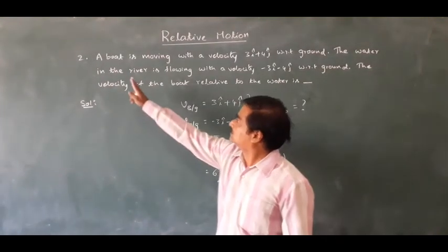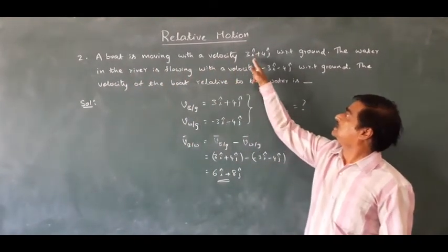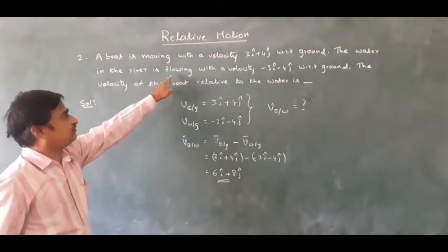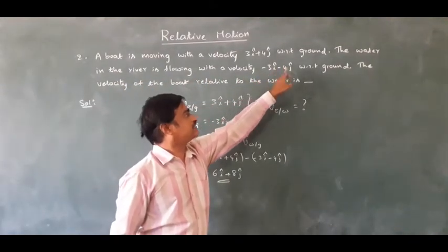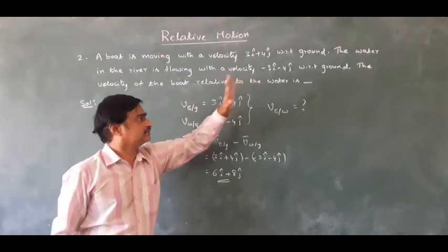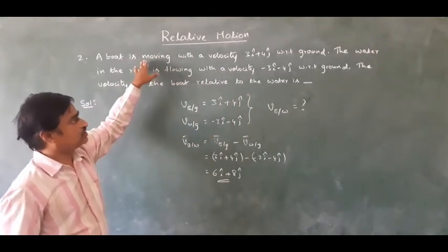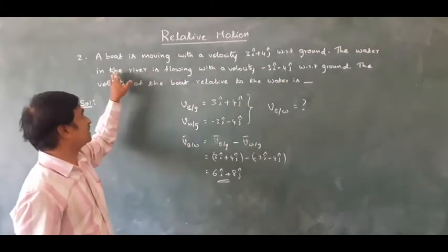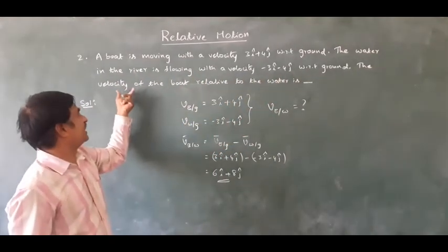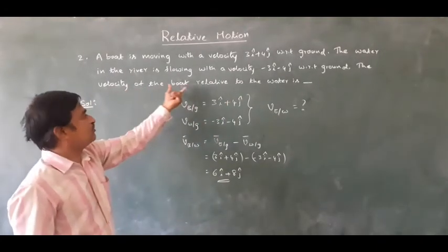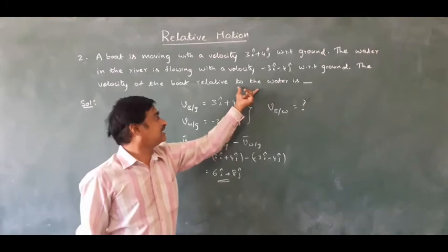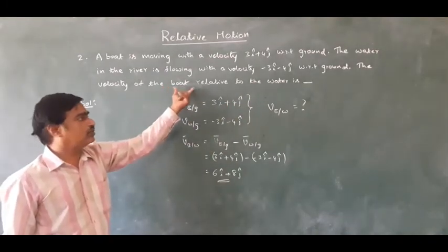Now see another problem. A boat is moving with a velocity 3i plus 4j with respect to ground. The water in the river is flowing with a velocity minus 3i minus 4j with respect to ground. The velocity of the boat relative to the water is, that is, they have given the velocity of boat with respect to ground and the velocity of water with respect to ground. They are asking to find the velocity of boat with respect to water.